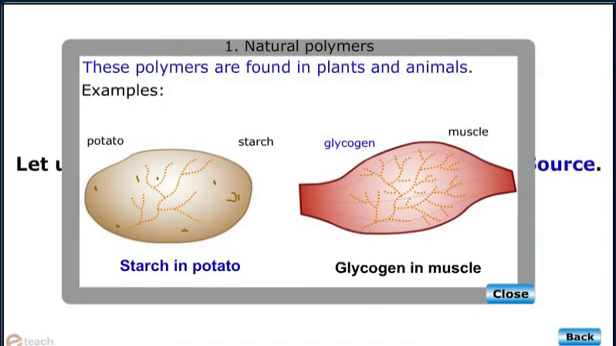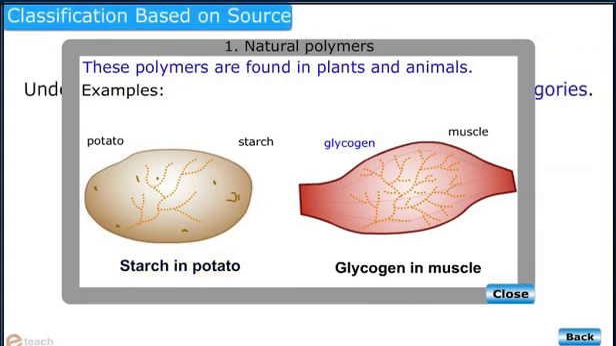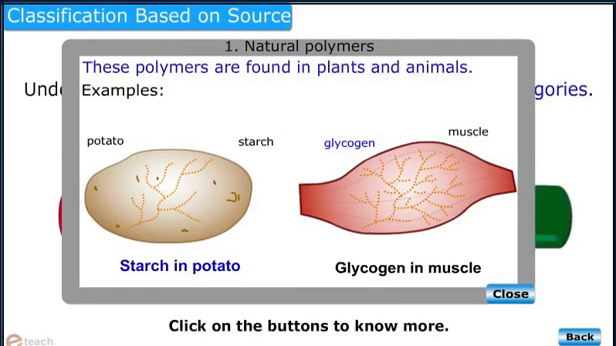Classification based on source. Under this type of classification, there are three subcategories: natural polymers, semi-synthetic polymers, and synthetic polymers. Click on the buttons to know more about them.